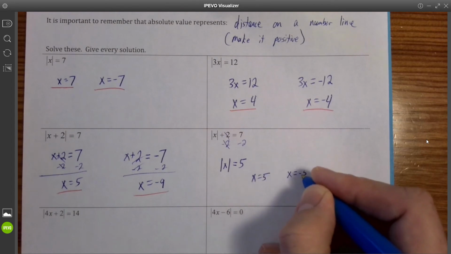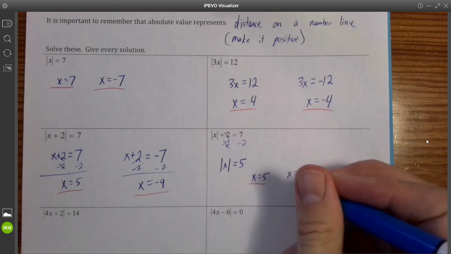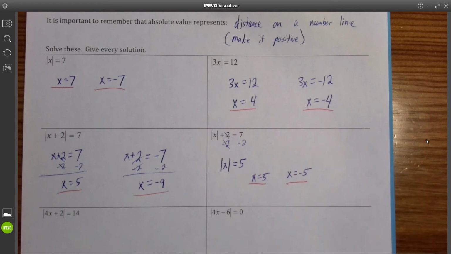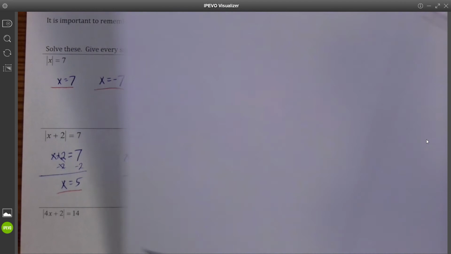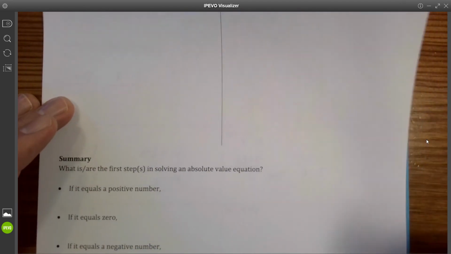Maybe it was -5 and I had to make it positive. Either way, I have two answers, and there's nothing really to solve on this one. Okay? So I'm going to go ahead and flip the paper over and write this. Now, you flip your paper over, but I actually have 2 pages.